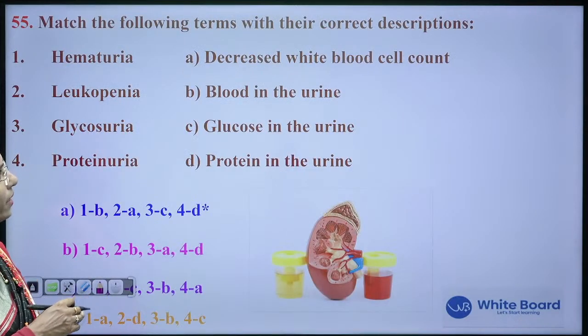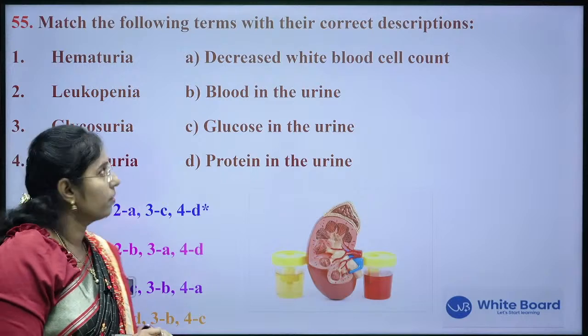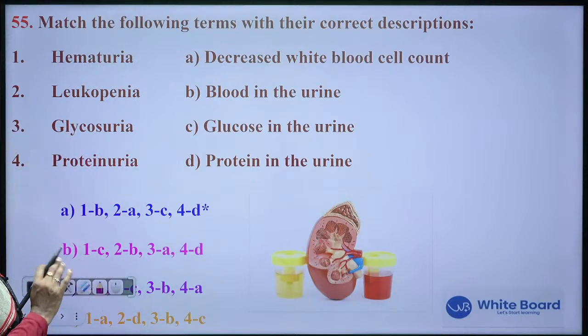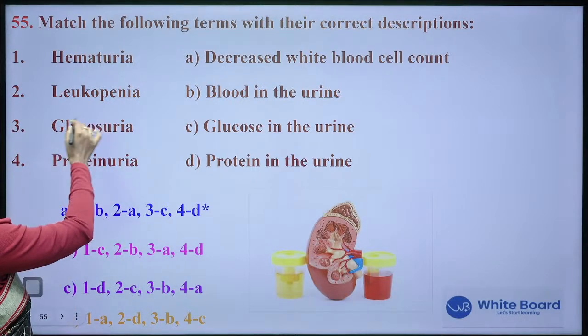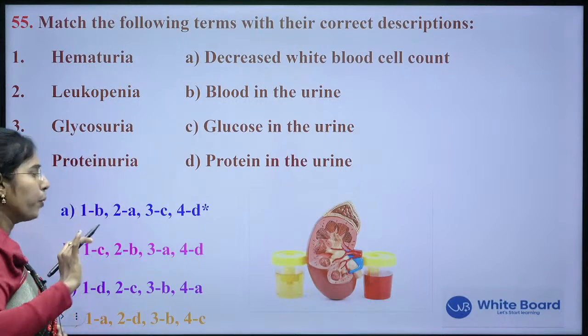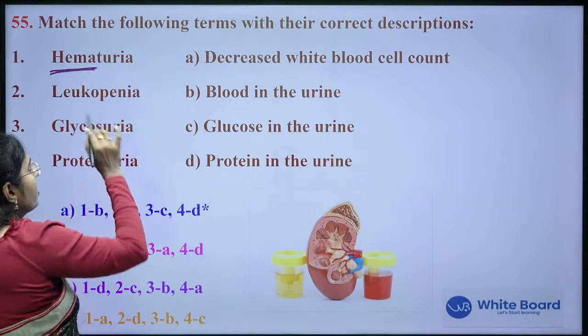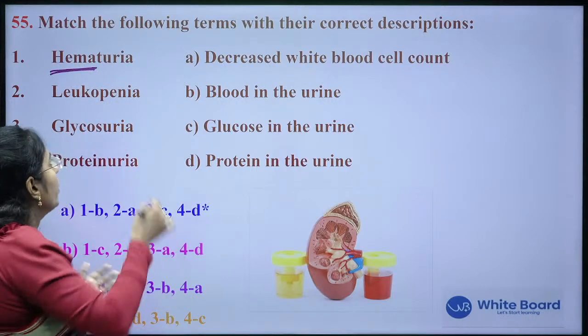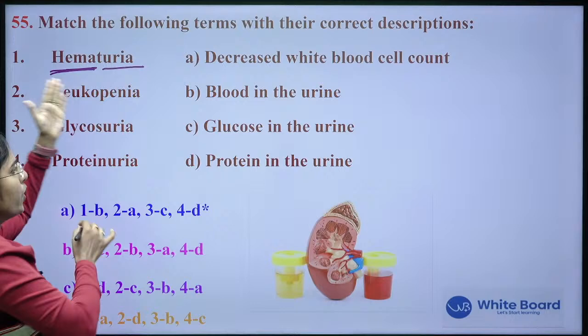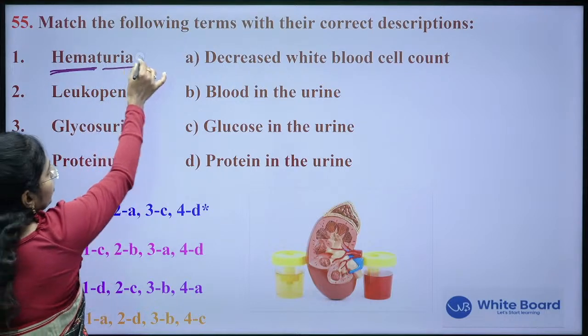So match the following terms with the correct descriptions. Here they have given 4 options: hematuria, leukopenia, glycosuria and proteinuria. Hematuria: heme is related to blood, uria means in urine. So blood in urine is our hematuria.